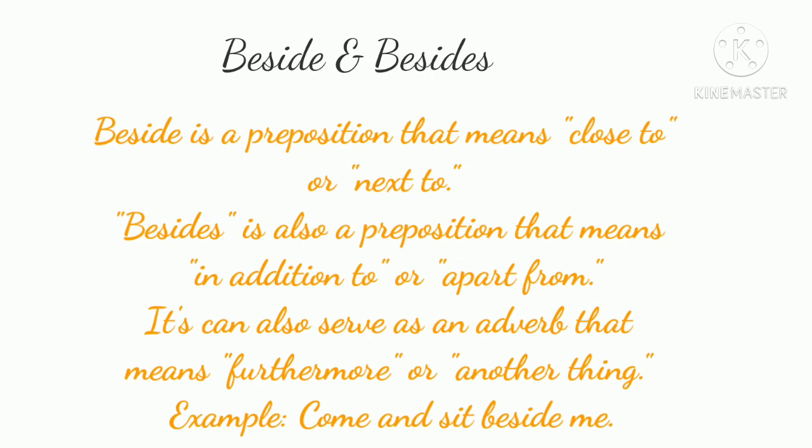Moving now to beside and besides. Beside is a preposition that means close to or next to or at the side of. And besides is also a preposition that means in addition to or apart from. It can also serve as an adverb that means furthermore or another thing. Example, come and sit beside me.